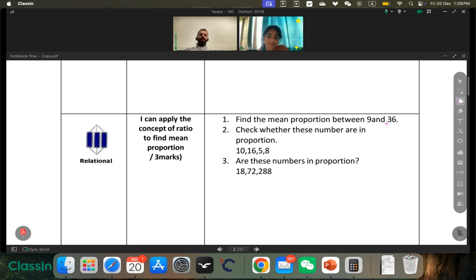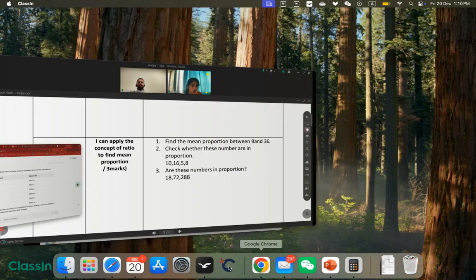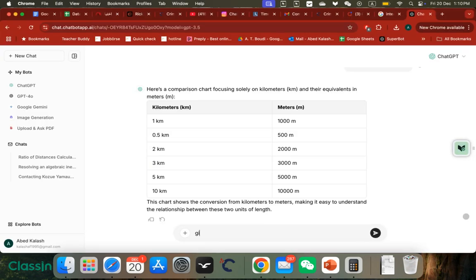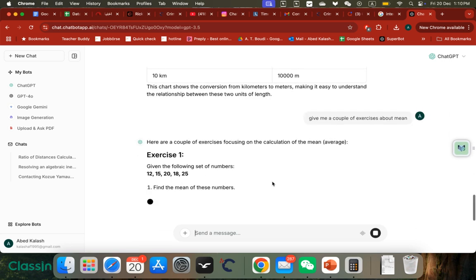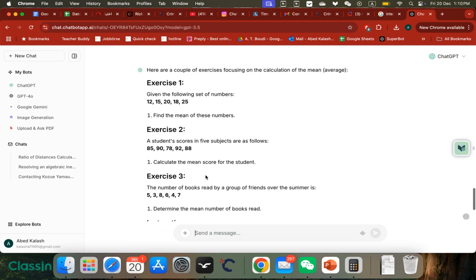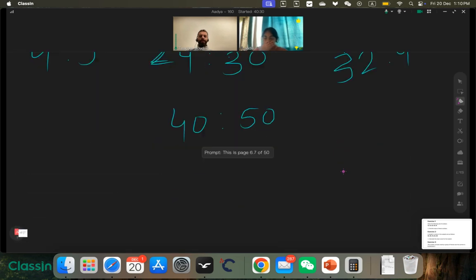Find the mean proportion between 9 and 36. I can apply the concept of ratio to find the mean proportion. We didn't do a lot of exercises about mean, or did we? Let's do a couple of exercises about mean. Let us do simple exercises before we do your book exercises.